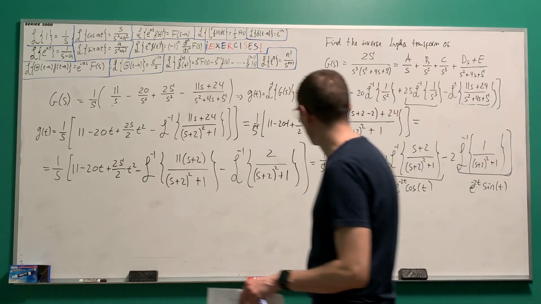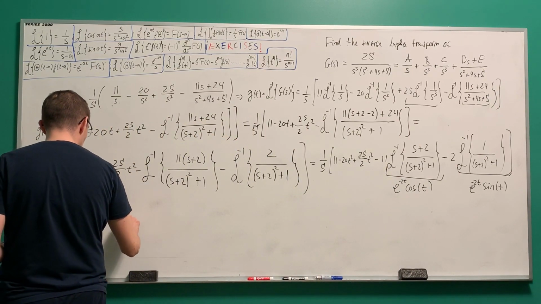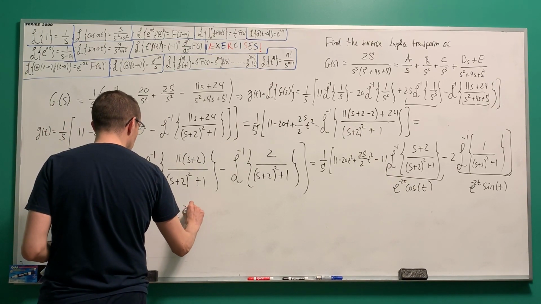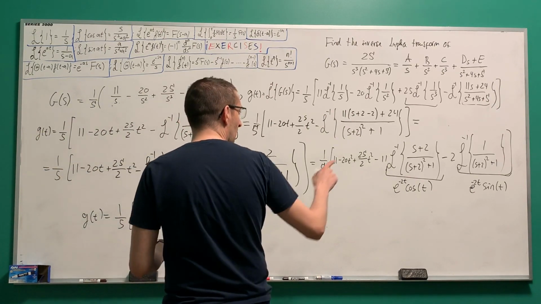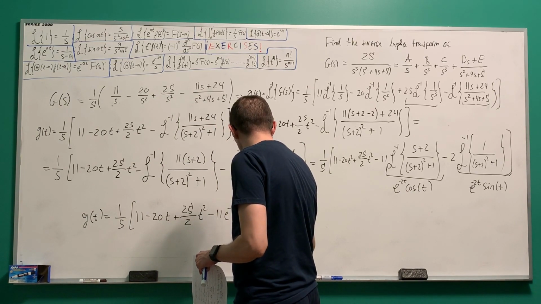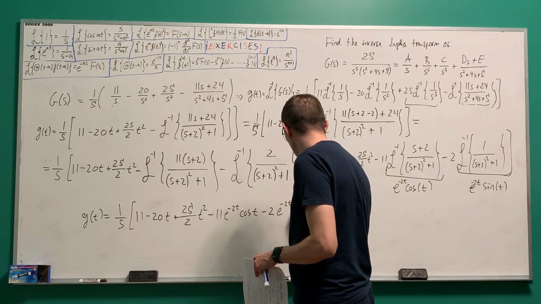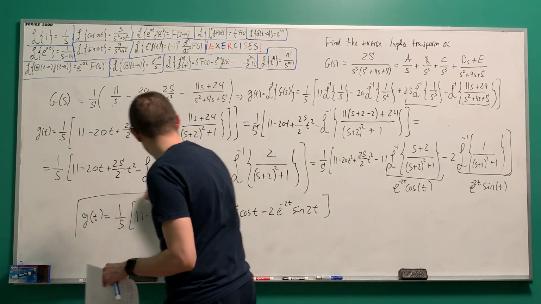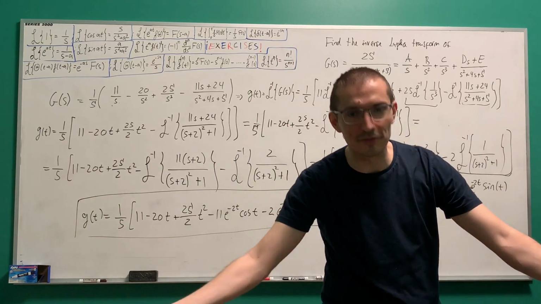Let's write a final result. The final result is that g of t is equal to 1 over 5 multiplying (11 minus 20t plus 25) divided by 2t², minus, and now, 11 e to the minus 2t cosine of t minus 2 e to the minus 2t sine t, and that, my friends, is the final result. Another exercise solved.